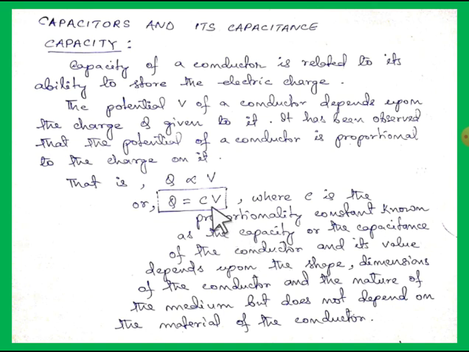And this C, the capacitance or capacity of that conductor, depends upon various factors. It depends upon the shape: if the conductor is spherical, we may call it a spherical capacitor; if cylindrical, a cylindrical capacitor; if a parallel plate, a parallel plate capacitor. It also depends upon the dimension, size, area, volume, length, breadth. Depending upon its area and the distance between the two plates, you may have different values of capacitance, right?